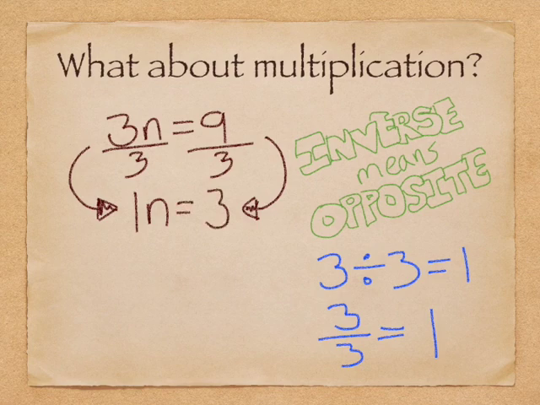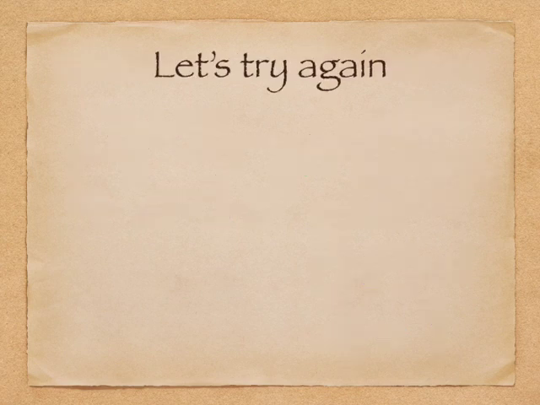So 1n equals 3. And since 1 is just 1, I could write it as 1n or I could write it as n. I don't even need to write the 1. I could just get rid of it and just say that n equals 3. All right, let's try that again.